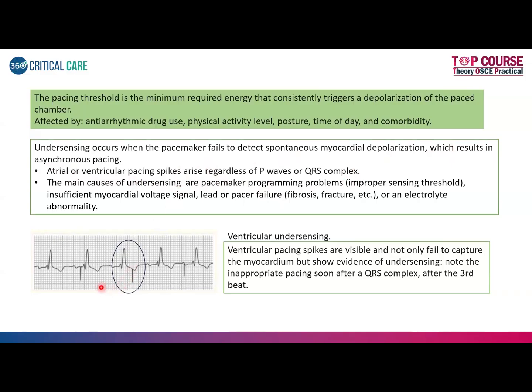Ideally, what happens? You have the spikes, which are followed by the wave, right? But suppose the spike is happening irrespective of the waves. In this case, there is a ventricular undersensing. So the spike should ideally have been here, correct? And then we should have the ventricular waveform, but it has happened after. So this is ventricular undersensing that is happening, and the main causes could be improper sensing threshold, any kind of insufficient signal, or fibrosis, fracture, or an electrolyte abnormality as well.